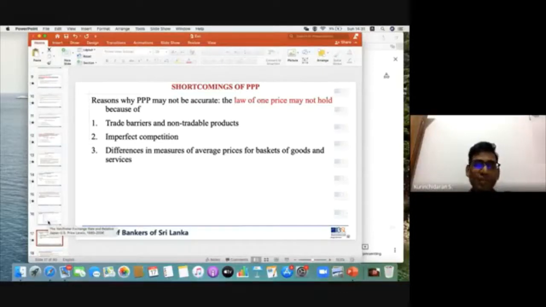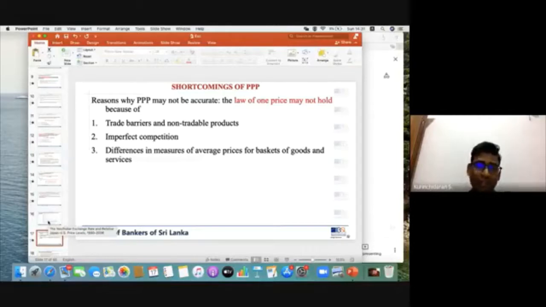And there are non-tradable products. Like I said, why does this law of one price prevail? Because you can buy the goods at the lower price and sell it at a higher price where it is sold at a higher price. But some goods are non-tradable, some products and services.